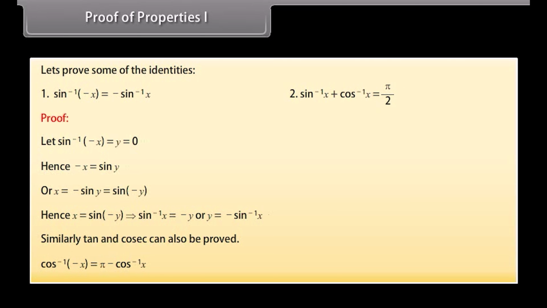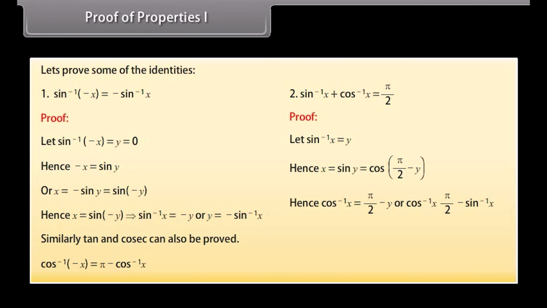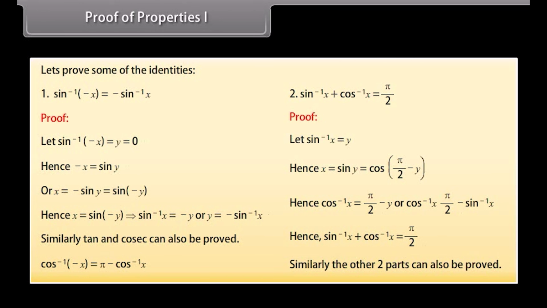Second, sin inverse x plus cos inverse x is equal to pi by 2. Proof. Let sin inverse x be equal to y. Hence, x is equal to sin y, which is equal to cos of pi by 2 minus y. Hence, cos inverse x is equal to pi by 2 minus y, or cos inverse x is equal to pi by 2 minus sin inverse x. Hence, sin inverse x plus cos inverse x is equal to pi by 2. Similarly, the other two parts can also be proved.